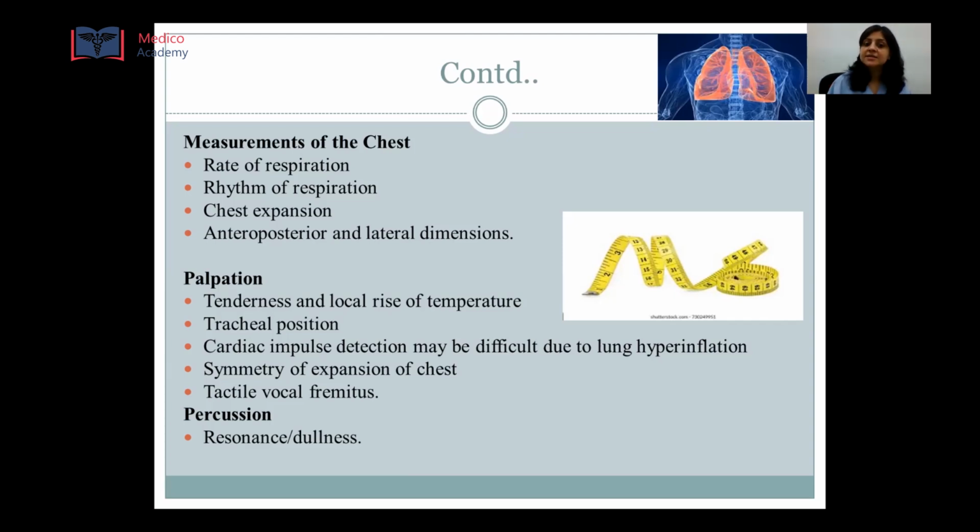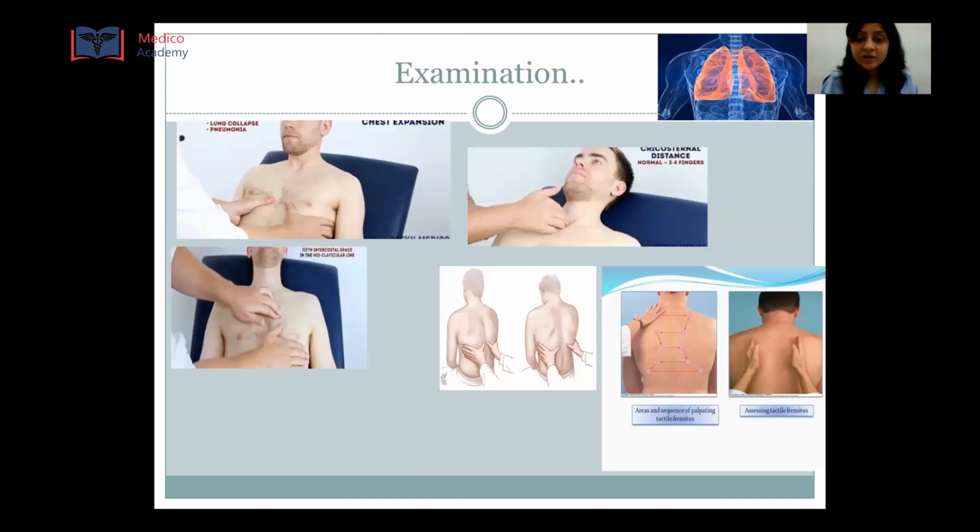Palpation, where we can see tenderness and local rise in temperature, the tracheal position, and cardiac impulse detection, which may be difficult because of lung hyperinflation. The symmetry of expansion of the lungs. Tactile or vocal fremitus. Percussion, where you see resonance or dullness. As you can see in these figures, you should know how to do all these things: how you test the symmetry of lung expansion from the anterior side and from the posterior side. This is how you assess the tactile fremitus. These are the areas where you palpate for tactile fremitus. This is how you test for the cricosternal distance.